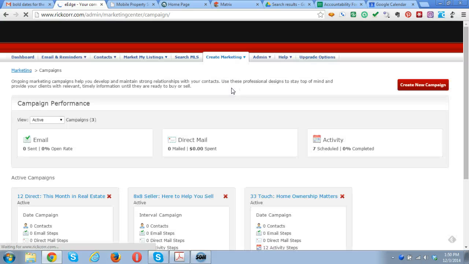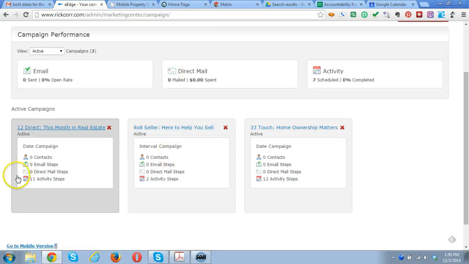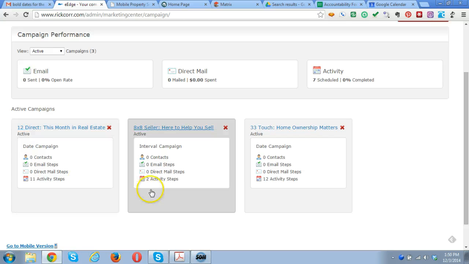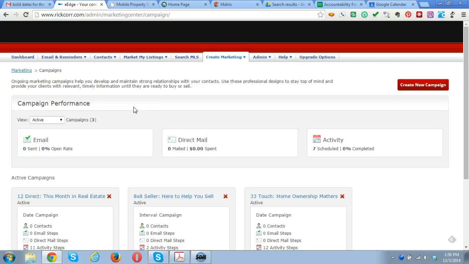But so here are the different campaigns. The 12 Direct This Month in Real Estate has nothing but activity steps left. So I guess we deleted a bunch of things. Here to Help You Sell has nothing but activity steps, and this has nothing but activity steps. So it doesn't look like any of these are really doing anything anymore. So they're not active. The reason I start with this is that if you have one of those campaigns, you need to modify that This Month in Real Estate.